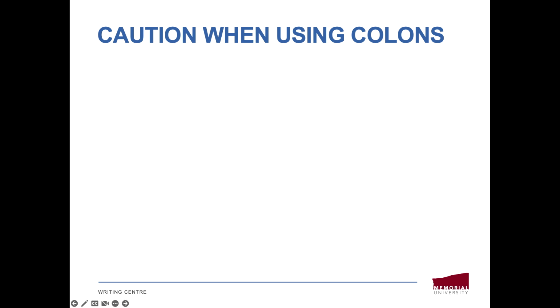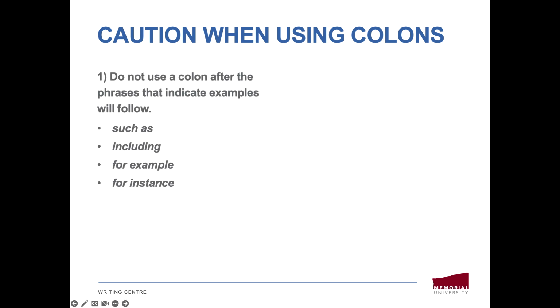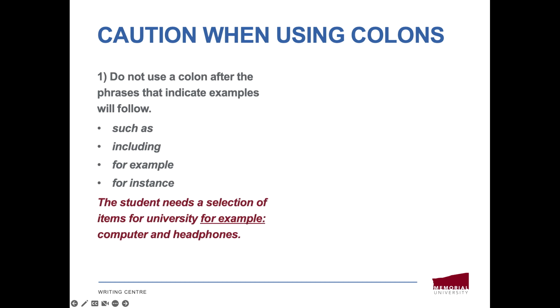As you start using the colon, you must be cautious in some areas in order to avoid a sentence structure error. First of all, never use a colon after phrases used to refer to examples. I have some listed here for you, such as including, for example, and for instance. The student needs a selection of items for university, for example: computer and headphones. This is considered an error with the colon coming after for example.